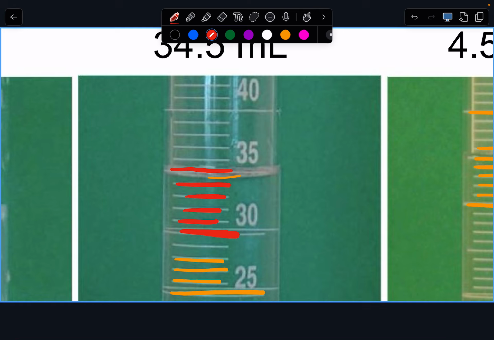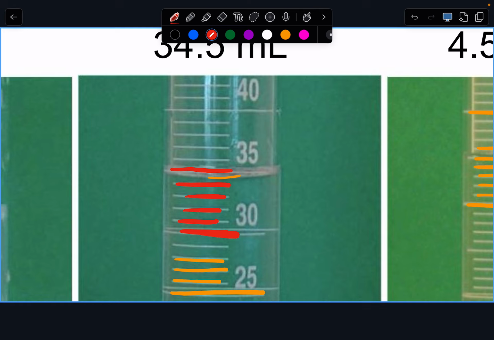Okay, so there's no mistaking the fact that that is 34 something, right? So the 3 and the 4 are known values. Everyone in this room, if they read that, would read it as 34. The last digit, the point something, that was a guess.